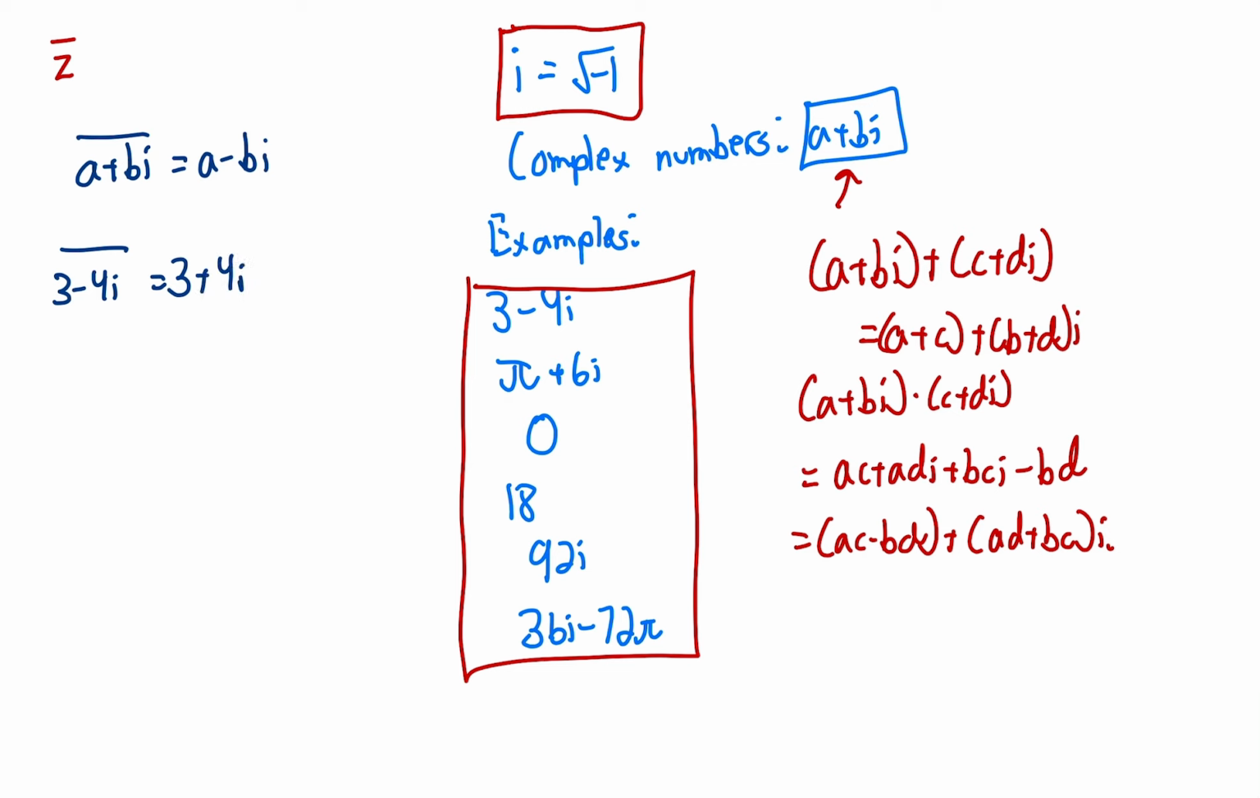Conjugates have very nice properties. Let's say x, y, and z are all complex numbers. Suppose that we're trying to find the conjugate of this expression. The key property of conjugates is that we can break them up like this. And this is really good for simplifying things.